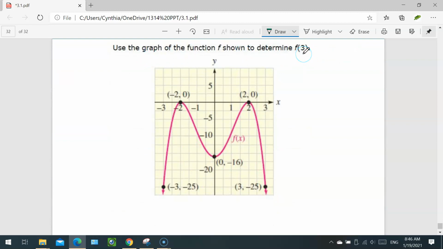Finding the x equals 3. When x equals 3, what is the y value? So x equals 3 is here. When x equals 3, the only point on the graph will be this point. So when x equals 3, the y is -25.